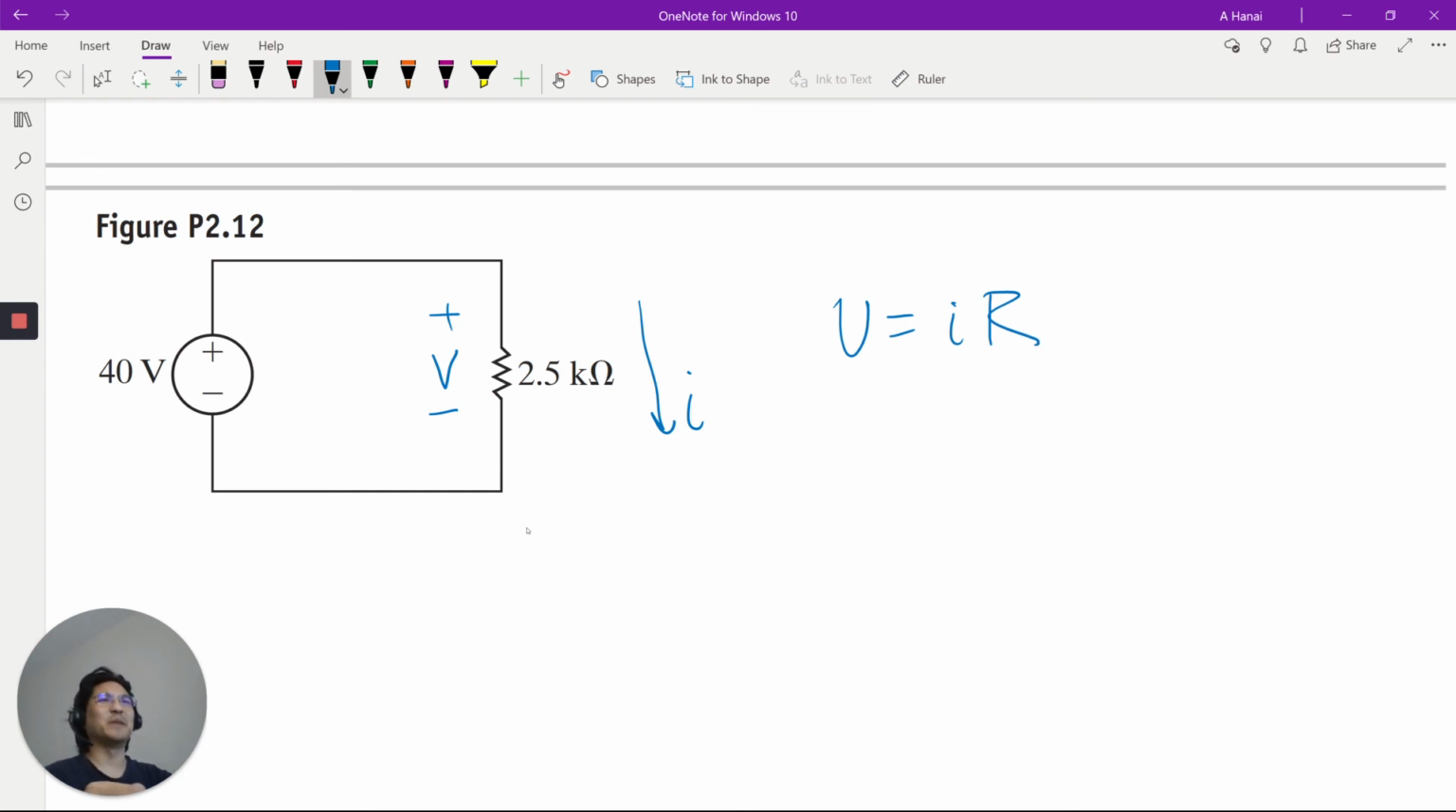So would you be able to solve for the current? Right, so I is V over R. I know the voltage, I know the resistance, I can solve for current. How about power?